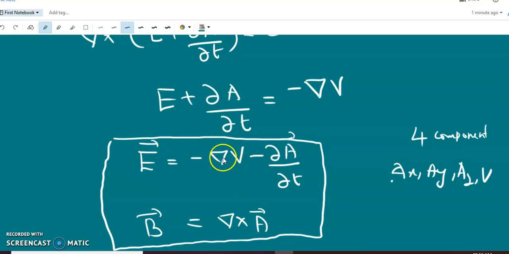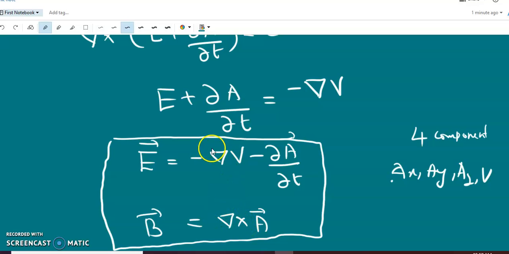So we can say that here B depends on A and E depends on both V and A. So the electric and magnetic fields are coupled. In the static case, they are decoupled because electric field intensity depends only on the scalar potential and the magnetic field intensity depends only on the vector potential. But in the time varying case, they are coupled. Both the electric and magnetic field intensities depend on the vector potential.